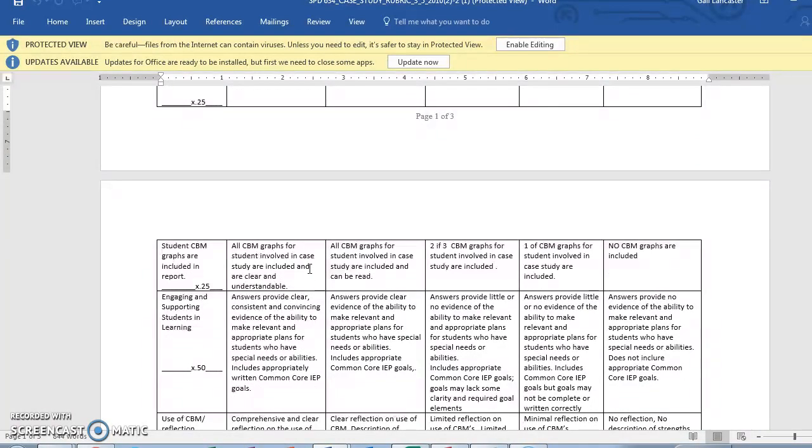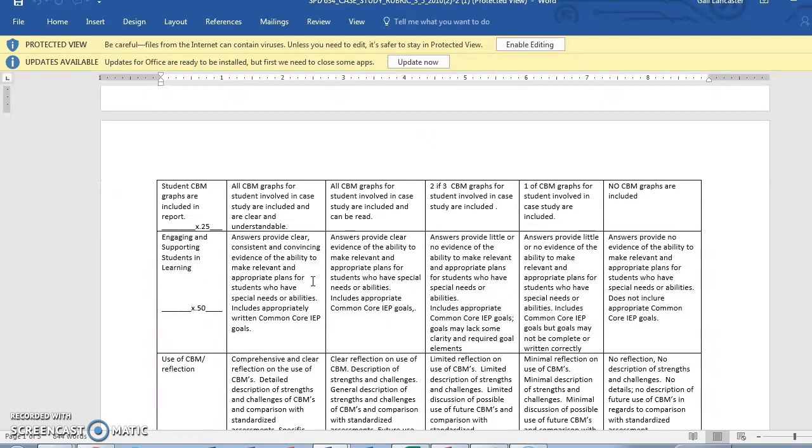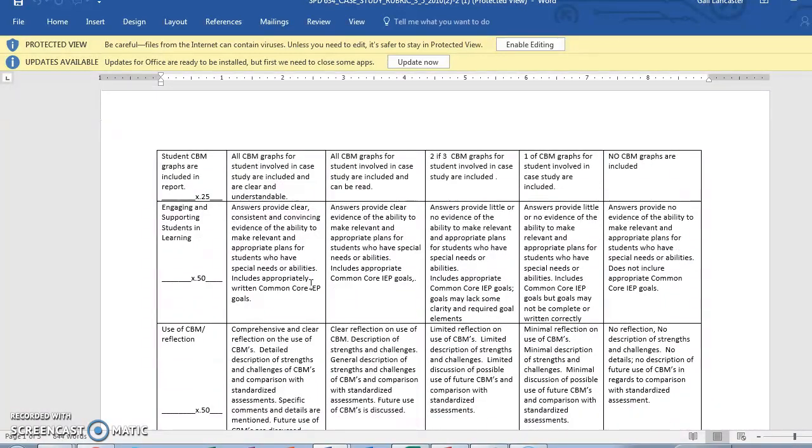All CBM graphs for the student involved in the case study are included, are clear and understandable. That means you don't put a graph in that has other student information in it. And did you tell me what you're going to be able to do with this student? What are their skills? What do you think you need to do? What kind of curriculum are you going to need? What are their appropriately written Common Core IEP goals?